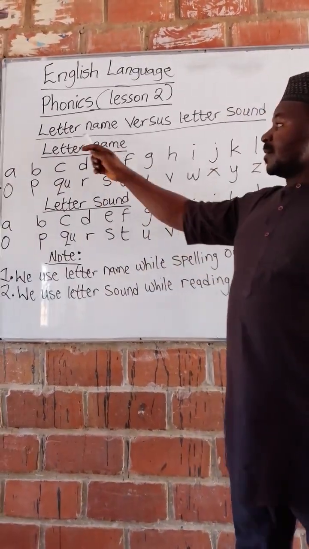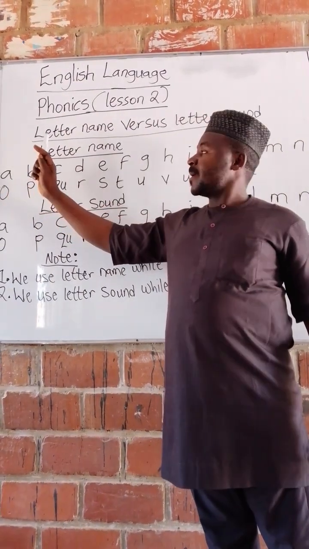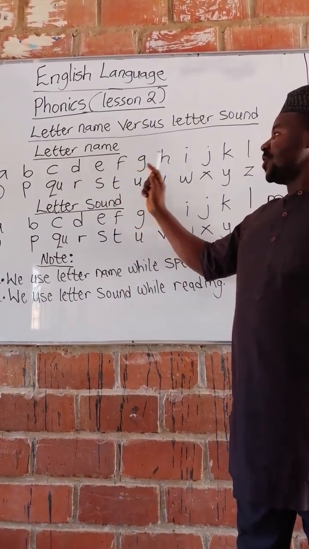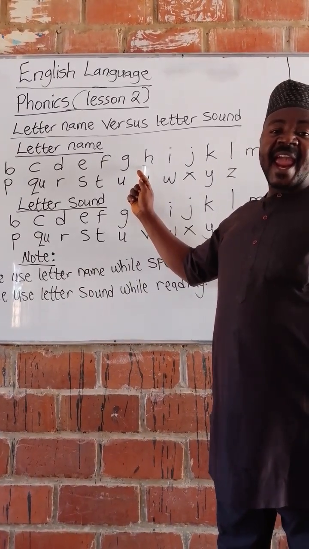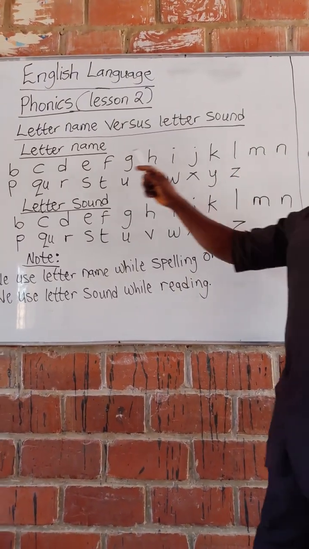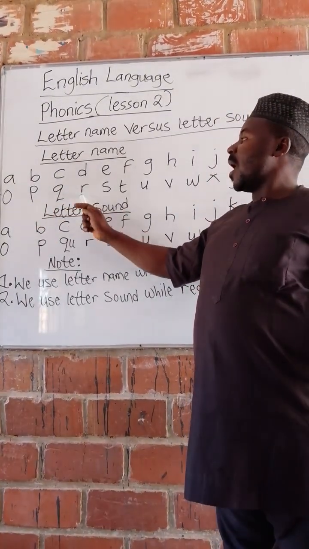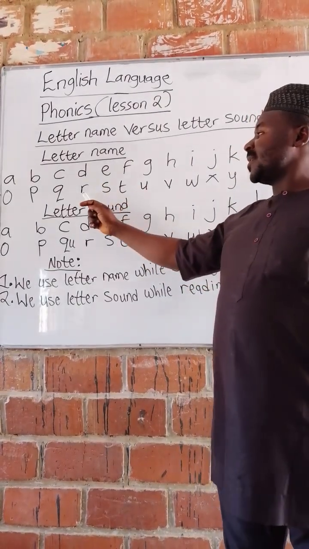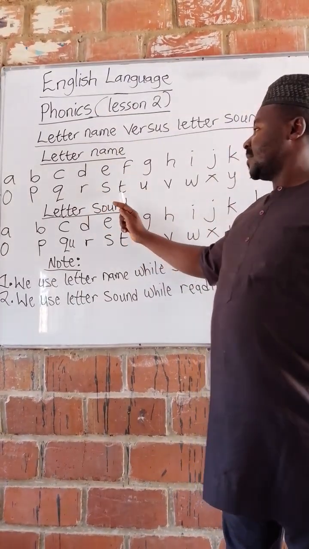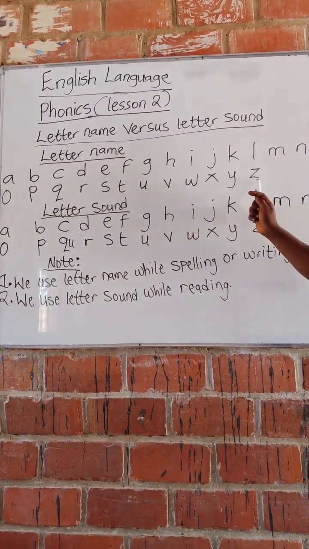So let's begin. These letter names are 26 in number. We have A, we call this A, B, C, D, E, F, G, H. Do not say H. H, I, J, K, L, M, N, O. We call this O, P, Q, R, S, T. We call this R. We don't say R. We call it R according to phonics. R, S, T, U, V, W, X, Y, Z.